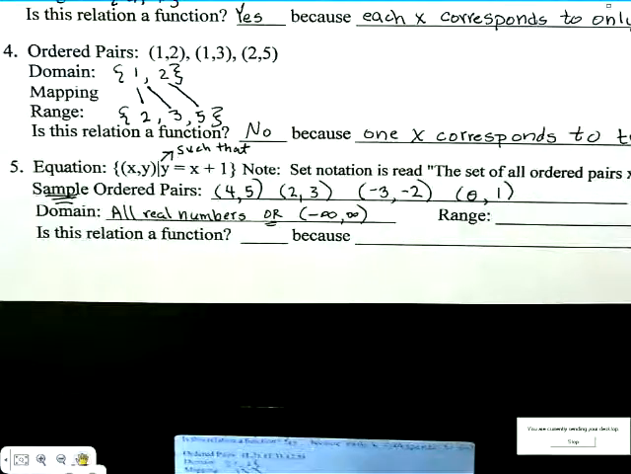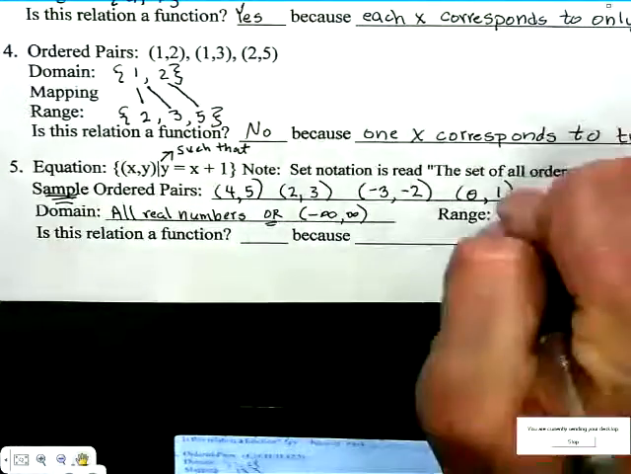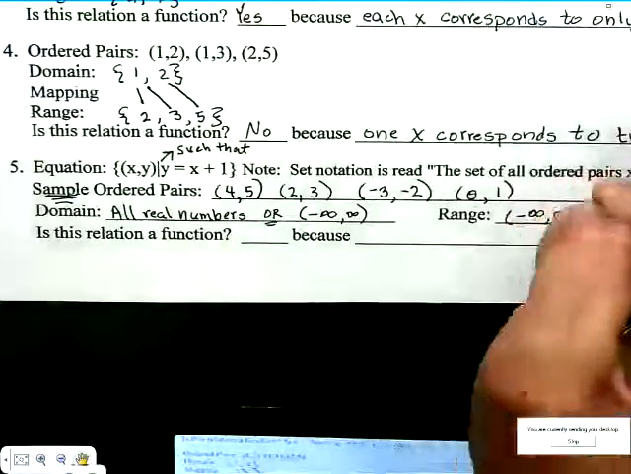What about the range of that relation? What kind of y's can be obtained from adding 1 to other numbers? Anything. You just give me a y that you want to have as the answer. I can come up with the x that would give you that answer. So the range is negative infinity to infinity, just like the domain.